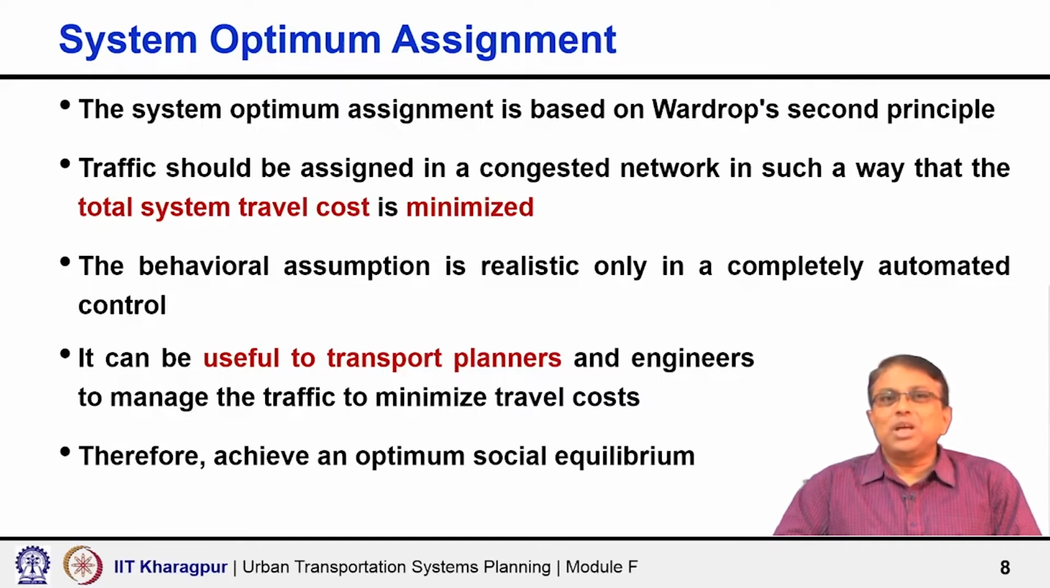Why? To achieve an optimal social equilibrium. That means, now the question is, we know that in a setup like the present setup, what exists in most cities, Indian cities, of course, all cities, people will try to go for user equilibrium, but we know that user equilibrium is not going to give me the system efficiency.